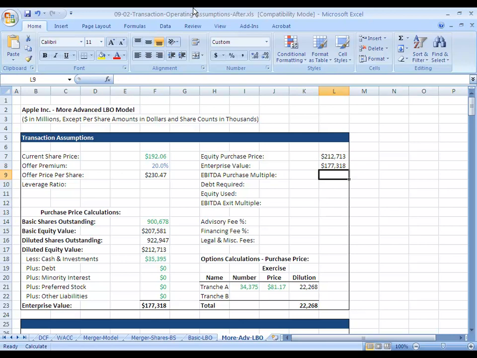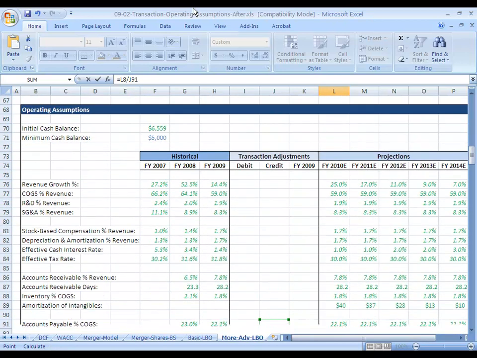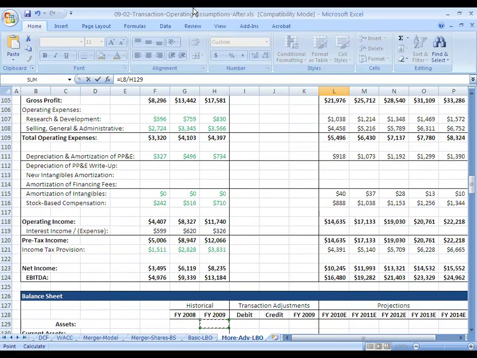For the EBITDA purchase multiple, the idea here is the same. For an LBO, the EV to EBITDA multiple is the most important metric to look at for this type of transaction. So we're always going to look at it, and we still want to be basing the EBITDA exit multiple roughly on what the EBITDA purchase multiple was. So we're going to take the enterprise value right here, and then go down to our income statement and divide by the 2009 EBITDA.